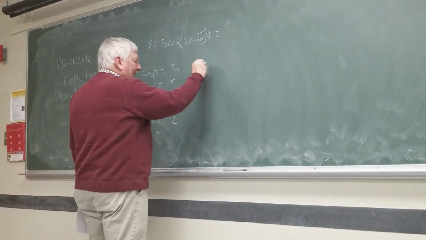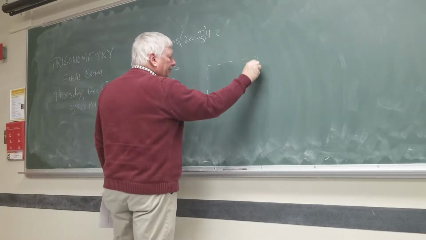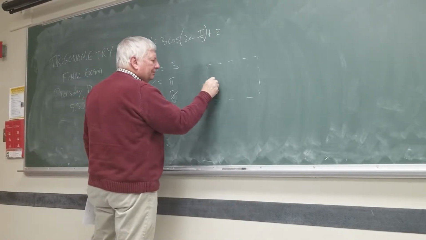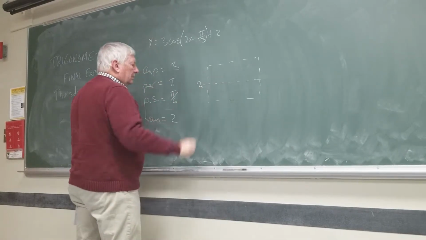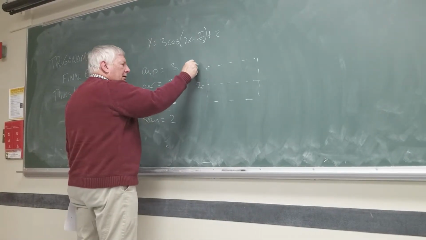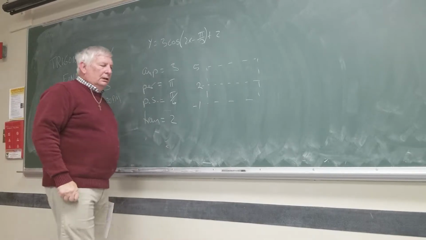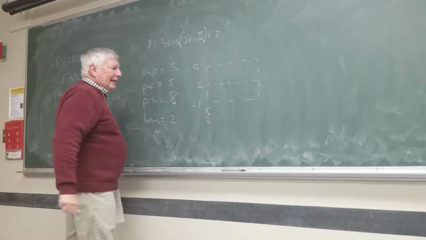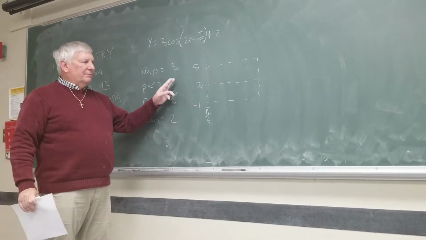So our graph frame: the center line is the translation. The amplitude up from there, down from there. Left-hand side is the phase shift. Right-hand side is the phase shift plus the period.